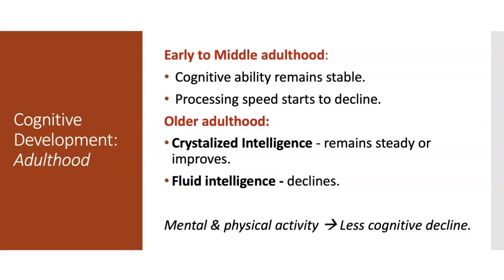Let's ignore that. So engaging in these intellectually stimulating activities, keeping your brain active, can help prevent some cognitive decline. You see less cognitive decline. What's interesting is research also shows that physical activity has the same effect. So staying physically active can help reduce the amount of cognitive decline that you experience in older adulthood.